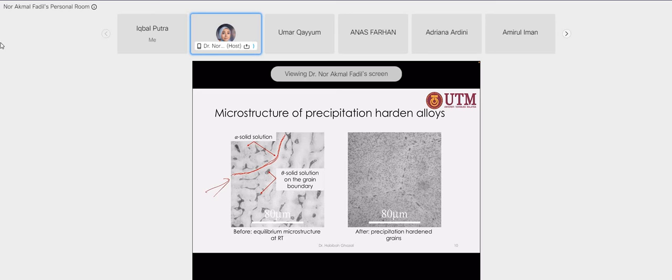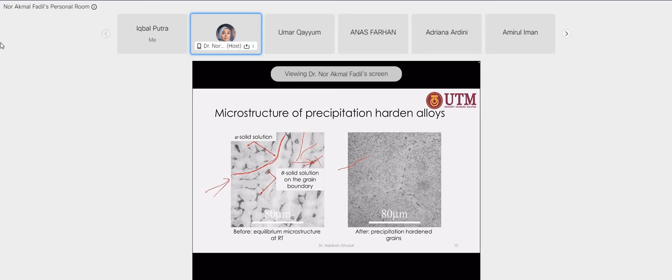But if you have a double roadblock, one is the foreign atom, number two is the precipitate. If you want to move, there are a lot of obstacles here. In the white region, the foreign atoms become the obstacle to the dislocation motion. The black region is the intermetallic, the precipitate, which is very hard. You can easily pass through the white region, but when you meet the black region, it is very brittle, very hard.